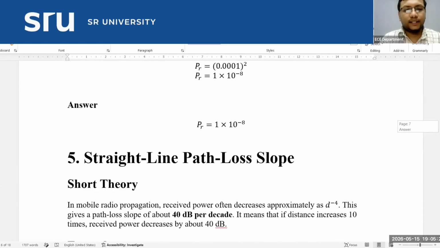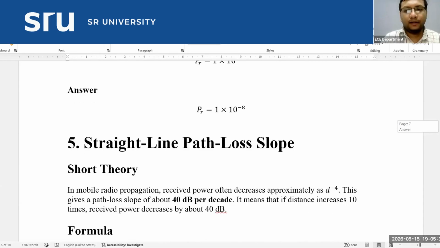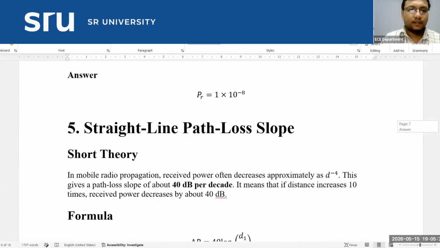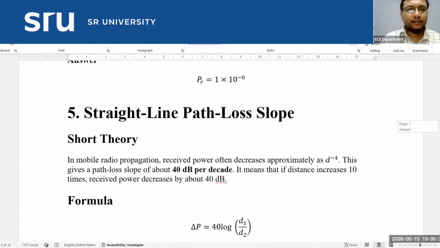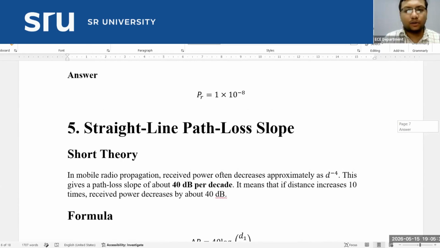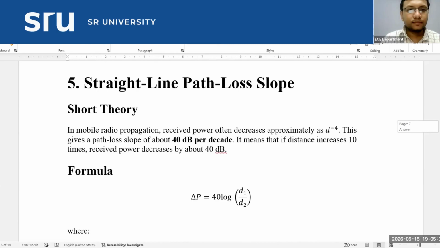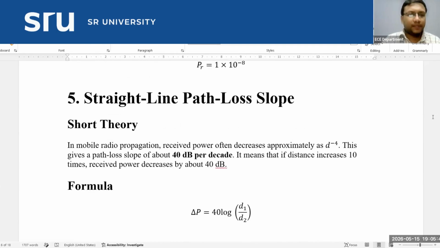Okay. So this is the power that we will receive. Now the next part is the straight line path loss slope. So what is the meaning of this? I have already told that the receive power decreases approximately as d to the power minus 4.